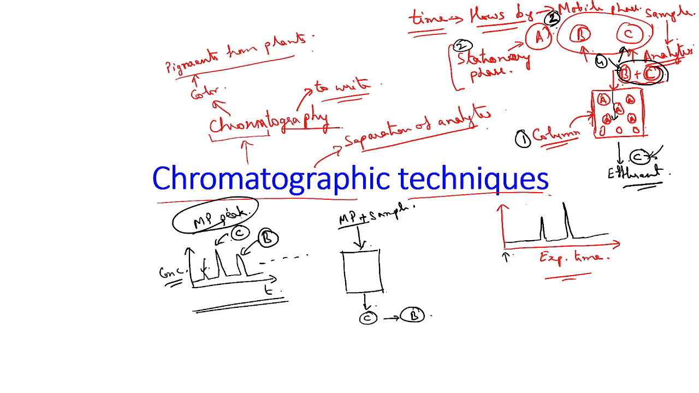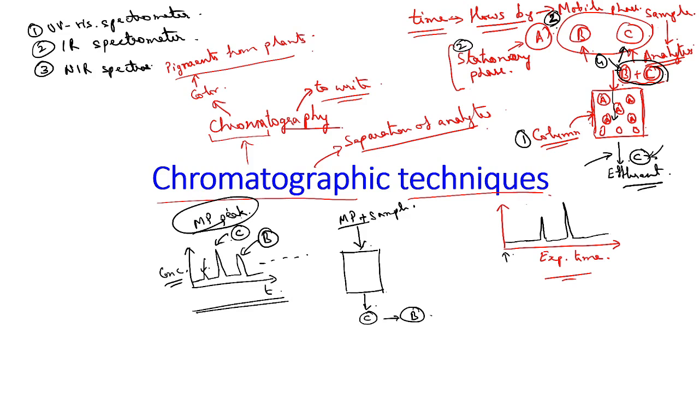Another important part of the chromatographic system is the detector. Okay. So detector, we have previously talked about various types of analytical methods. So detector may be one, UV visible spectrometer, two, it may be IR spectrometer, three, it may be NIR spectroscope. Okay, so whatever the spectroscopic methods, the rest of the spectroscopic methods we have discussed, we can use over there.